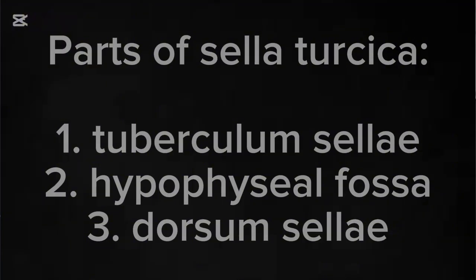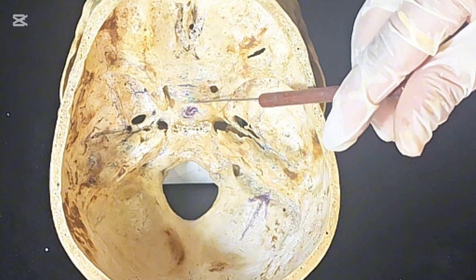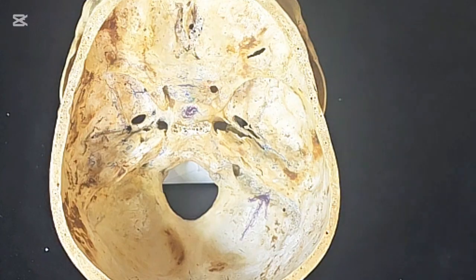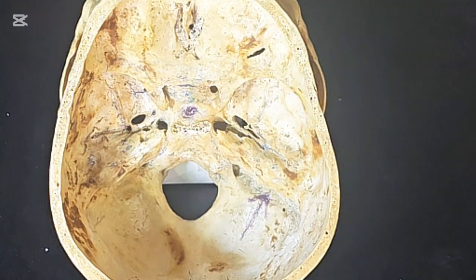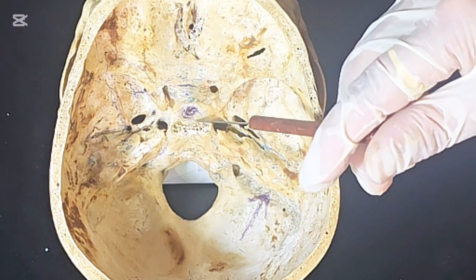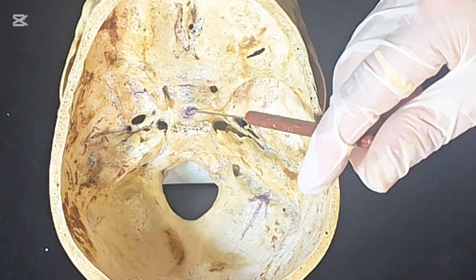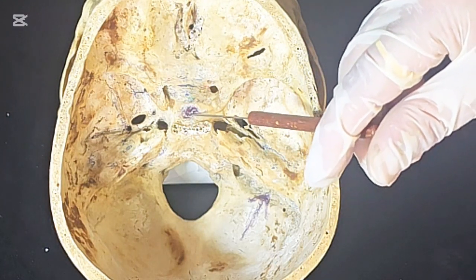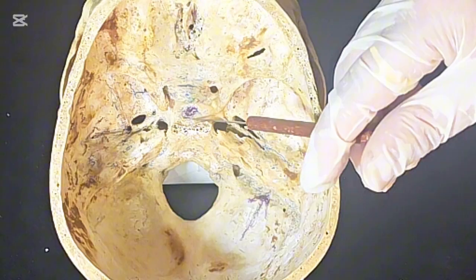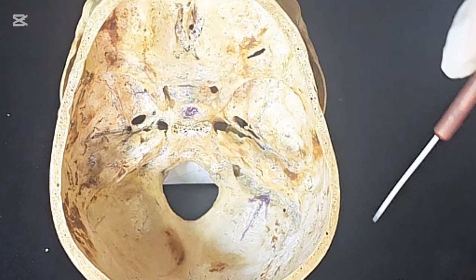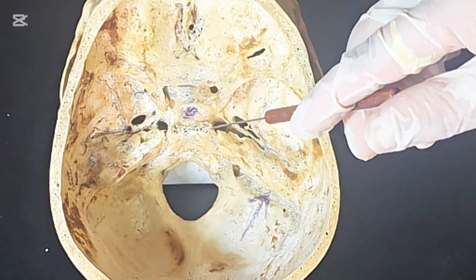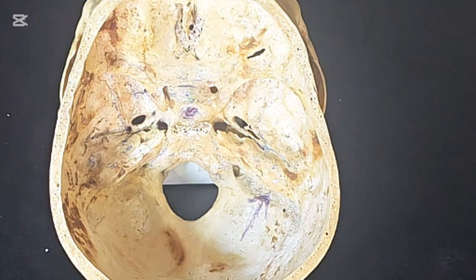The anterior bulge of the body of sphenoid is the tuberculum sellae, which has small elevations on either side, which are known as middle clinoid process. The hypophysis or pituitary gland is situated in the hypophyseal fossa of the sella turcica. The upper border of dorsum sellae ends at the posterior clinoid process.